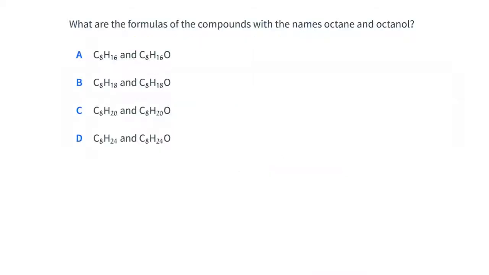Let's look at this one question here. It's the one that I accidentally opened up, but it's just trying to get the formula of octane and octanol. All right, one more minute.